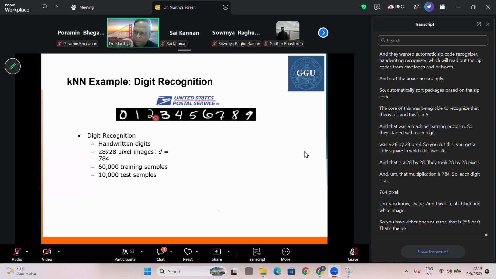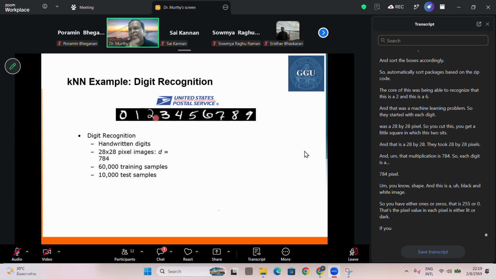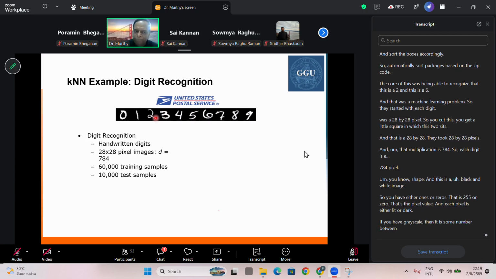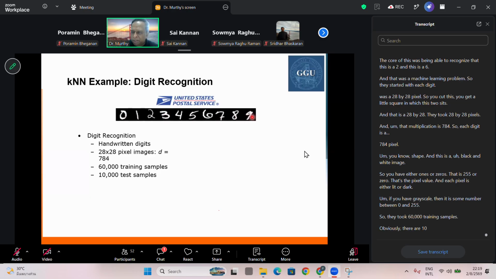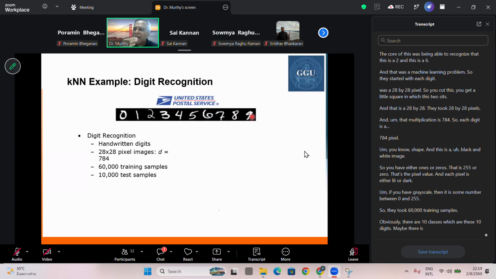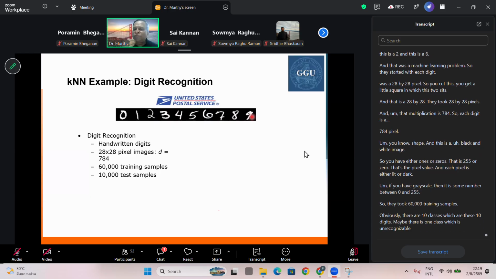Well, each pixel is either lit or dark. If you have grayscale, then it is some number between 0 and 255. So they took 60,000 training samples of, obviously there are 10 classes, which are these 10 digits. Maybe there is one class which is unrecognizable. So a total of 11 classes.